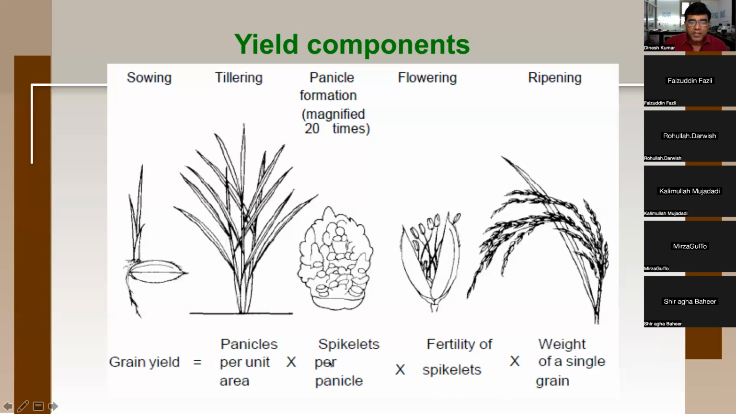Then spikelets per panicle. I was talking about filled spikelets. How many filled grains are there in one panicle? This is to be decided by several factors, like here you see, panicle formation model. So there are a number of factors that will affect the spikelets per panicle. How many spikelets will be there? You want more spikelets. You want more filled grains in rice.